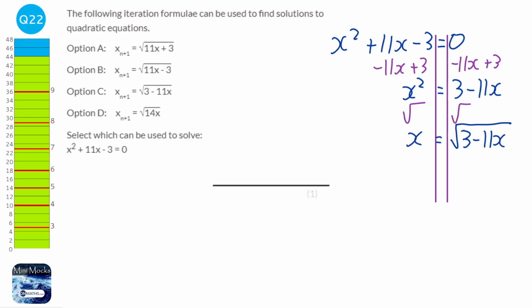And that's the way to come up with an iteration formula, is to isolate the x squared of a quadratic and then square root it, and then you've got this kind of x equals, and it involves the square root and the 3 and the minus 11x. And you can see that that is option C with the choices. So the answer is just C.